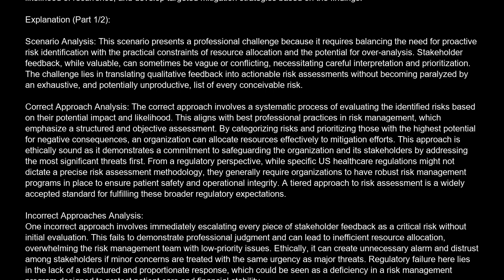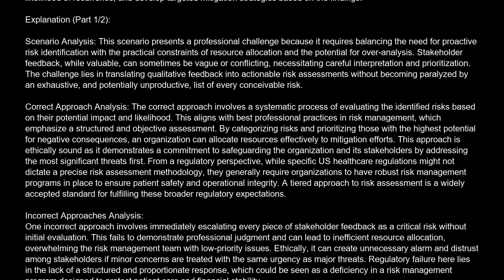Correct approach analysis. The correct approach involves a systematic process of evaluating the identified risks based on their potential impact and likelihood. This aligns with best professional practices in risk management, which emphasize a structured and objective assessment. By categorizing risks and prioritizing those with the highest potential for negative consequences, an organization can allocate resources effectively to mitigation efforts. This approach is ethically sound, as it demonstrates a commitment to safeguarding the organization and its stakeholders by addressing the most significant threats first.